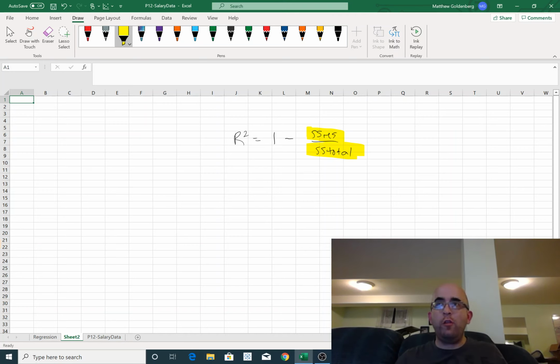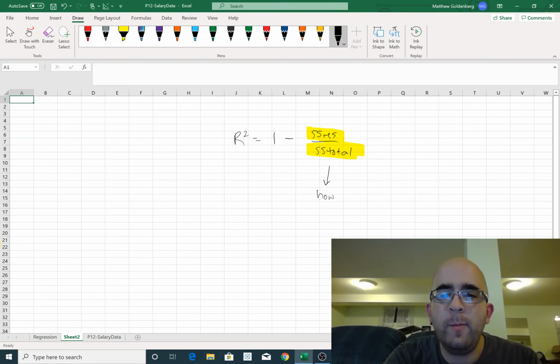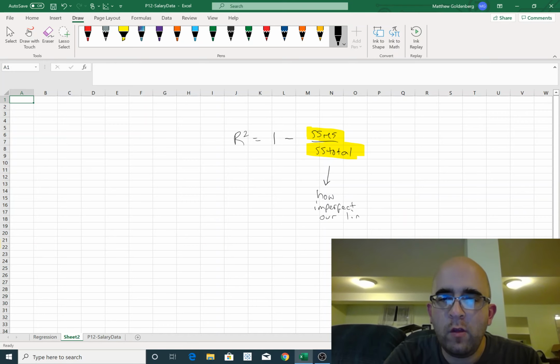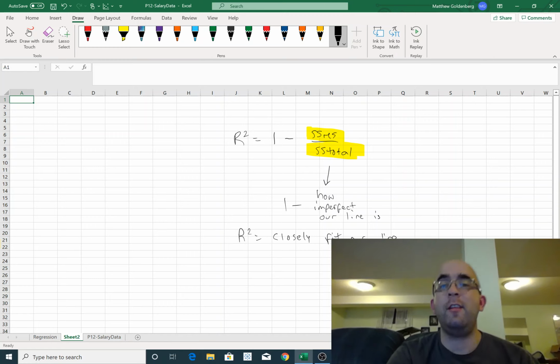And that percentage is going to represent the percentage of deviation that's still left over. The best way to put it is, this is sort of how imperfect our line is. And then 1 minus that is going to represent how closely fit our line is. Because it's the exact opposite, it's its complement.